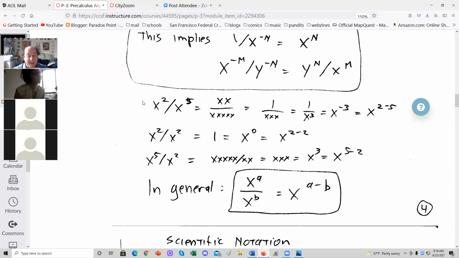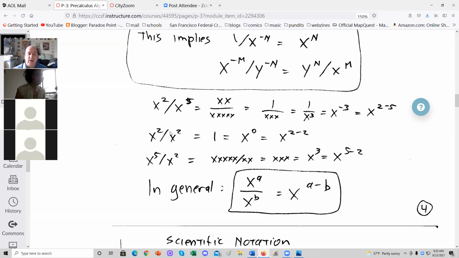Now, if we had x to the second power divided by x to the fifth, well, that'd be xx over 5 x's. 2 of them cancel, leaving 1 over 3 x's. 1 over x to the third. It's x to the negative 3. We can get a negative 3 by subtracting 2 minus 5. So x to the 2 over x to the 5 is x to the 2 minus 5.